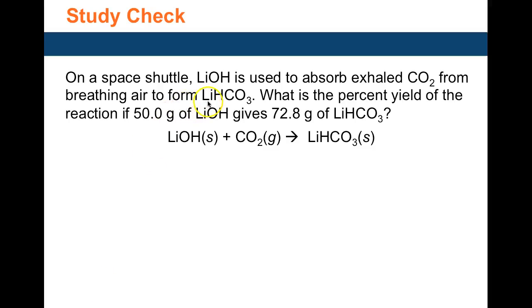On a space shuttle, lithium hydroxide is used to absorb exhaled carbon dioxide from breathing air to form lithium hydrogen carbonate. What's the percent yield if 50 grams of lithium hydroxide gives 72.8 grams of lithium hydrogen carbonate? So you convert the grams of lithium hydroxide into moles of lithium hydroxide using the molar mass. And then once you have the moles of lithium hydroxide, it's a 1-to-1 ratio. So that's the moles of lithium hydrogen carbonate multiplied by the molar mass of lithium hydrogen carbonate to get the grams of lithium hydrogen carbonate.